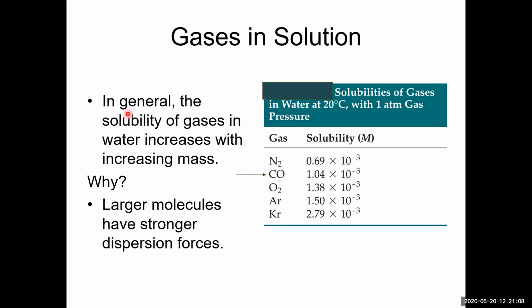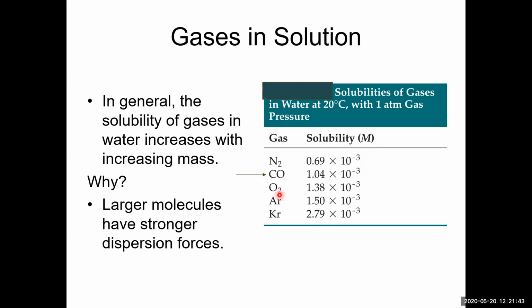And this says, in general, the solubility of gases in water increases with mass. If you look at the molar masses here, nitrogen is the lightest, and then oxygen, then argon, then krypton. And I'm saying, don't worry about the carbon monoxide yet. And you notice they're not very soluble. The solubility here is in moles per liter. So how many moles of this gas will dissolve per liter of solution? Nitrogen is about 0.7 times 10 to the minus 3. Oxygen's about double that. Argon's higher, and then krypton's about 2.8.